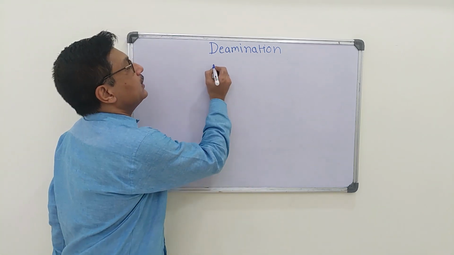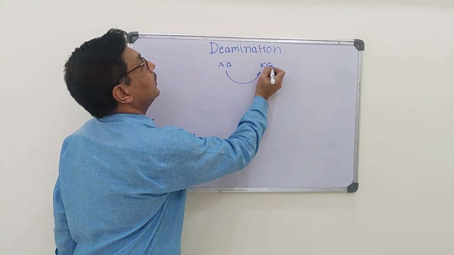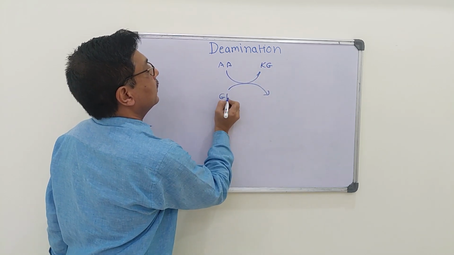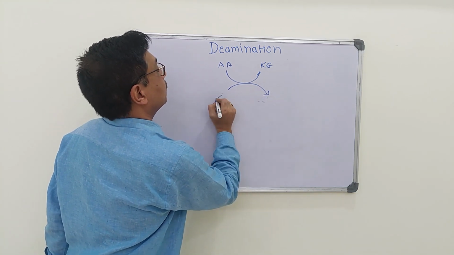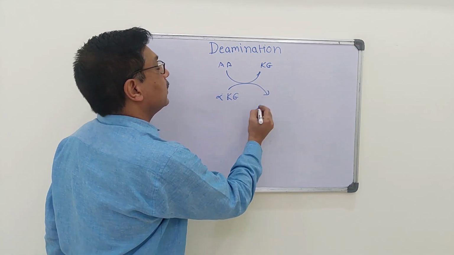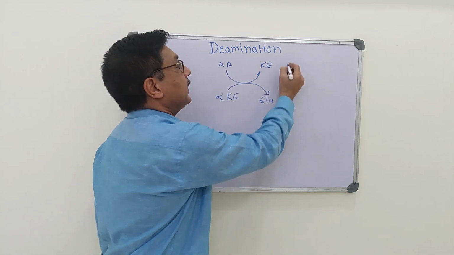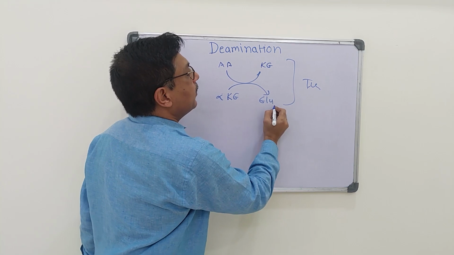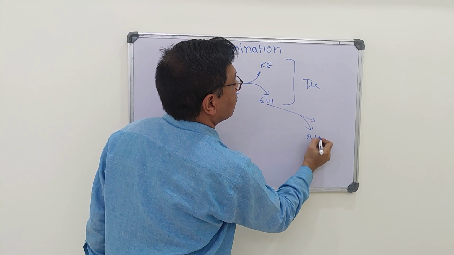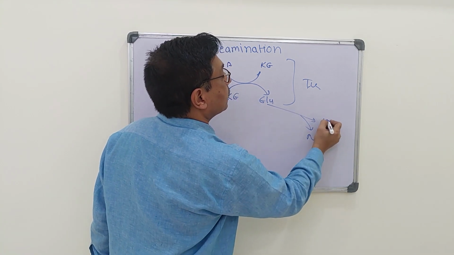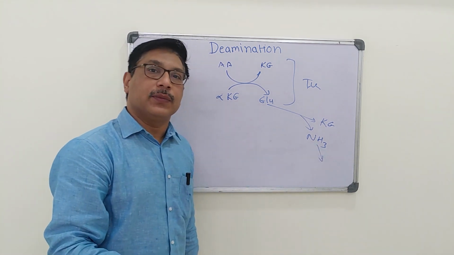We have seen in transamination, amino acids are converted into keto acids with transfer of their amino groups. So there occurs rearrangement of groups in transamination reaction. Whereas in deamination reaction, there occurs removal of amino group as ammonia. This ammonia is utilized for urea synthesis.